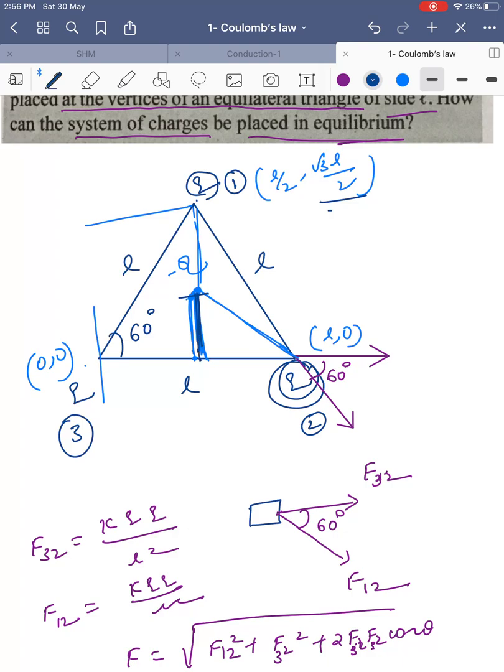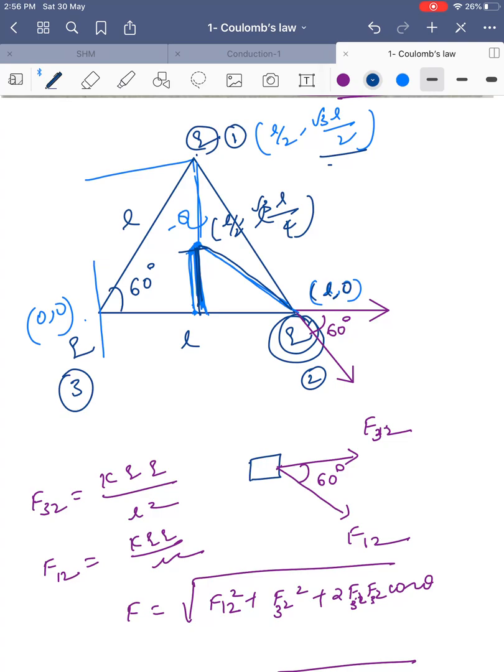And the horizontal distance is L by 2. So L by 2 and root 3 L by 4, and what is this position? L, 0. To get the distance between them, or the distance between these two, it is also the same. Why are we calculating the distance? If we calculate the distance, then it will be easy for us to calculate K Q square by R square, so that the R term becomes easier. Okay.